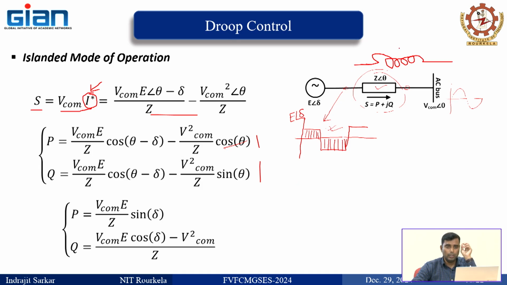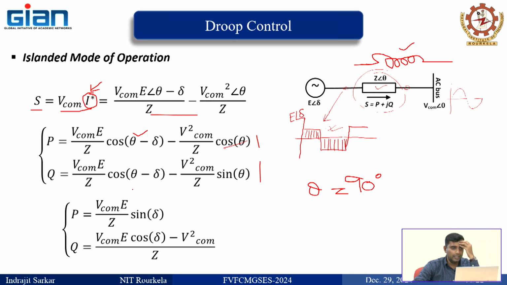Now, why did I tell you it is best suited if it is an inductor? What happens when it is a high power, high voltage system? It is definitely an inductor, because in a high power, high voltage system you need a thick conductor. Thick conductors have much less resistance compared to inductance. So in that case, theta becomes roughly 90 degrees. That is the first thing.